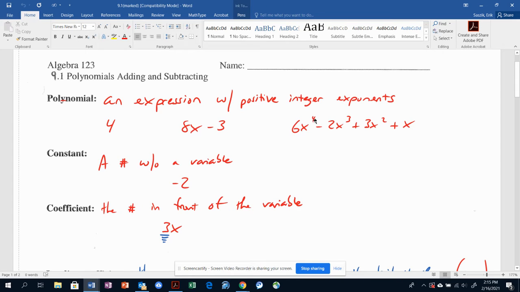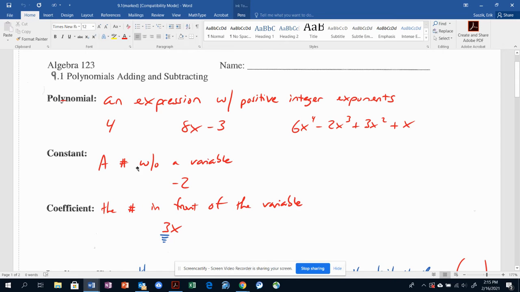Notice how I listed them here in decreasing power order, and that's called standard form. So I started with the highest power, went to the next highest, went to the next highest, and there's an invisible 1 here. And if I had a plain number, I would put that at the end. I didn't have one there.